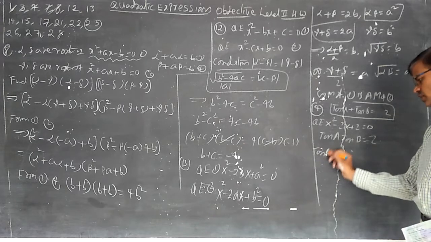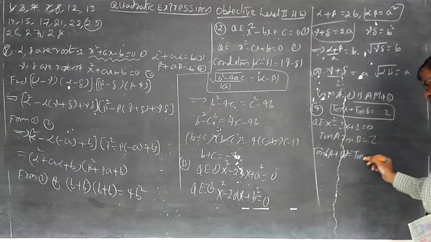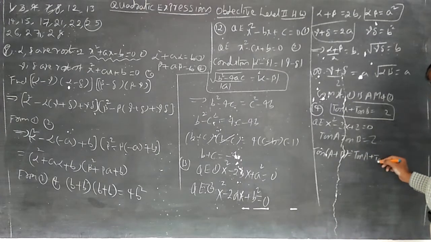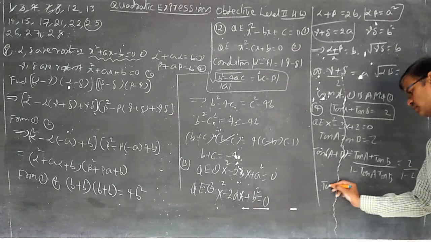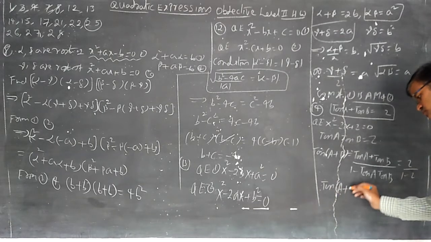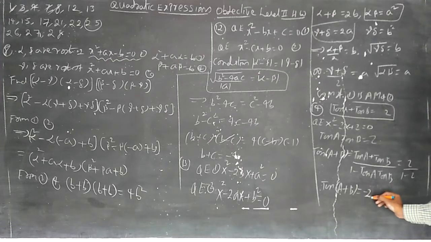Now you can write tan of a plus b. The formula of tan of a plus b is tan a plus tan b by 1 minus tan a tan b. You can write here 2 by 1 minus 2. So tan of a plus b becomes minus 2, minus 2 by 1.